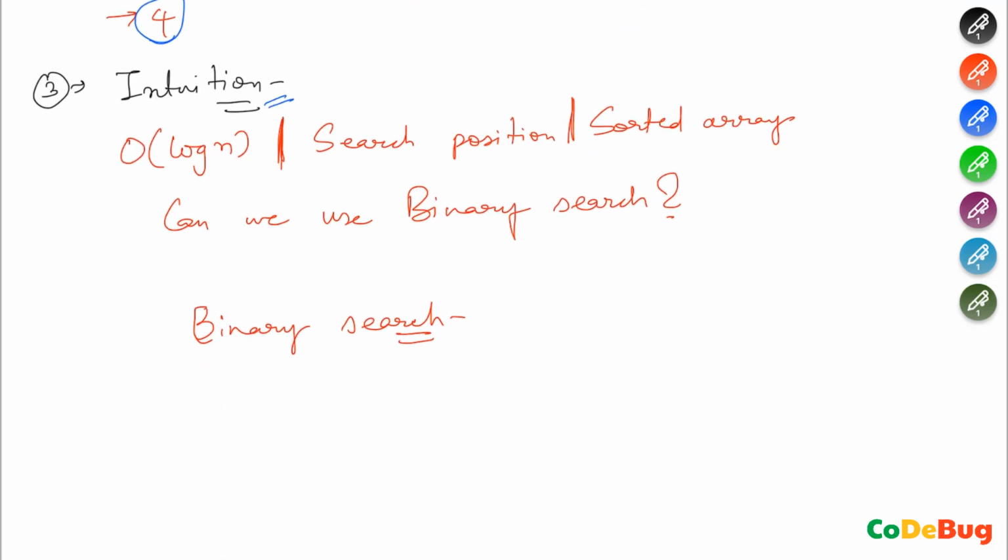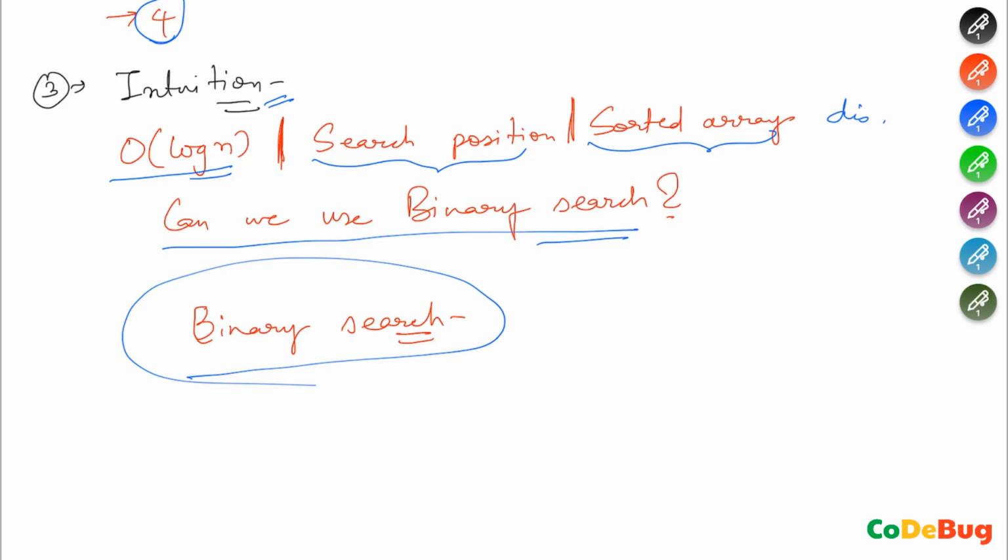So discussing the intuition here, there are 3 things that are given to us. One is obvious, that we have to find a position, a search position. We are given a sorted array of distinct integers and the time complexity should be log n. So these 3 things are actually the ideal candidate for a binary search.